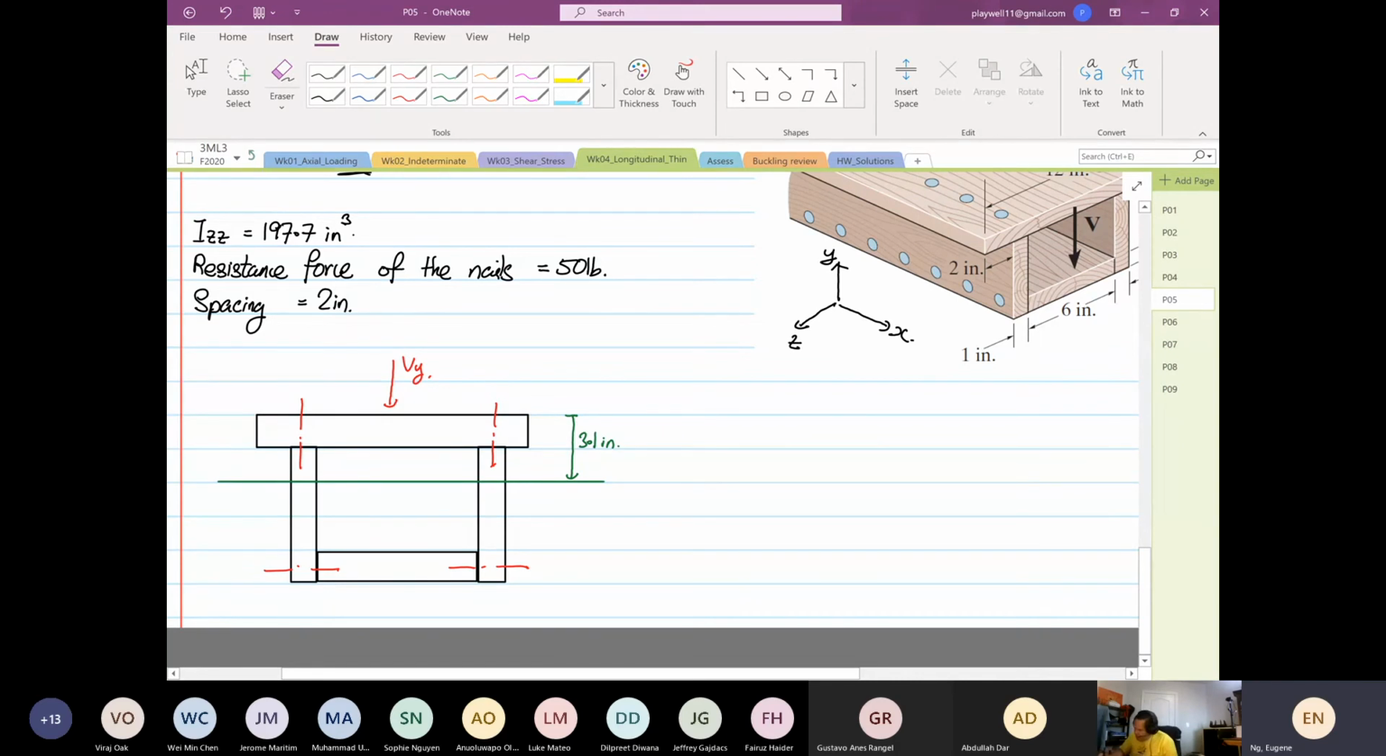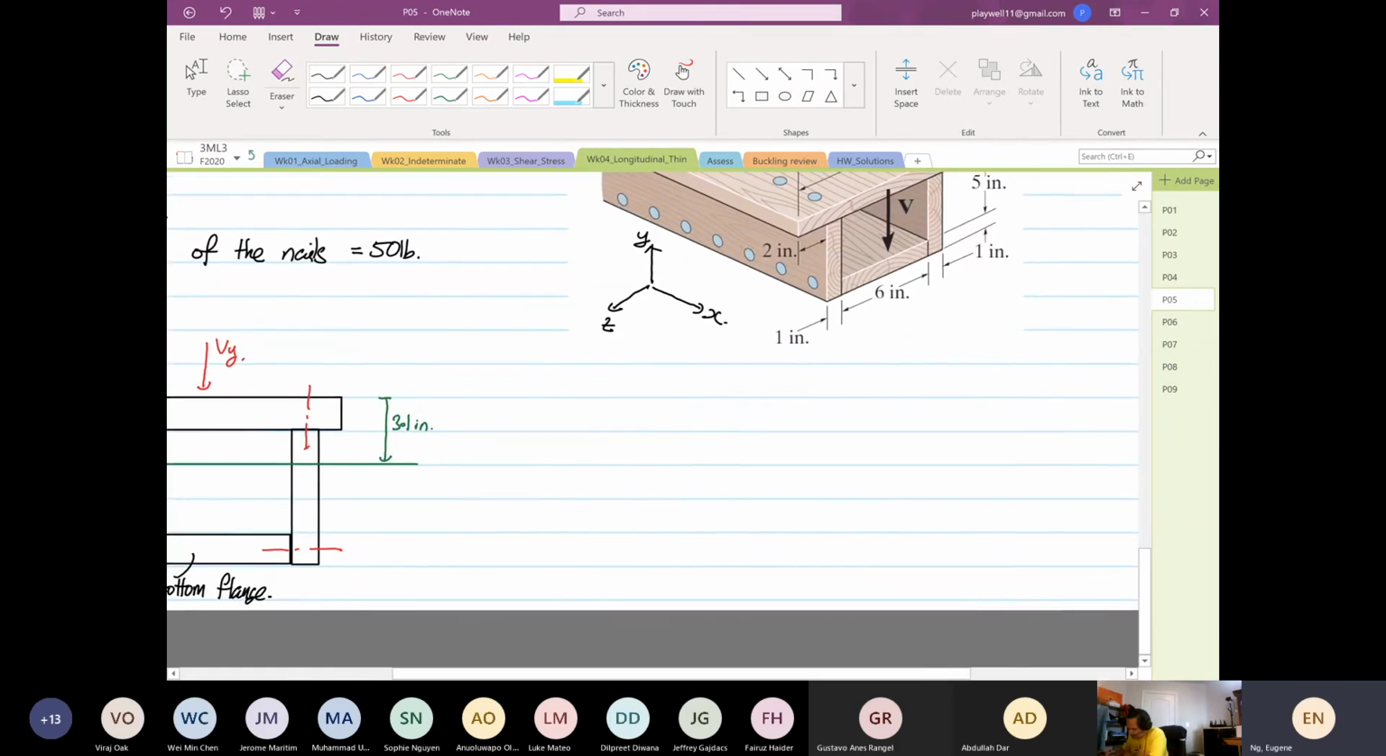So we're going to call this the top flange, and this the bottom flange. Now why this example is very interesting is we are going to integrate what I taught you down here together with our 4 rules. Now we are going to calculate Q first. Q is common at the top and bottom.